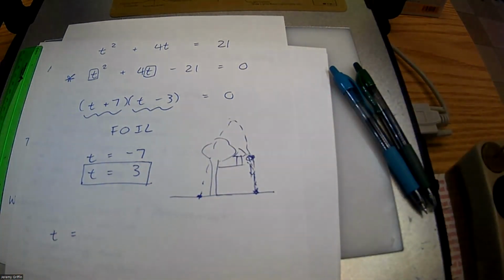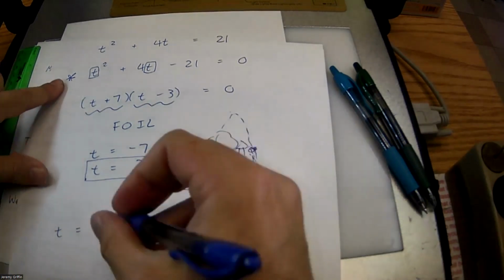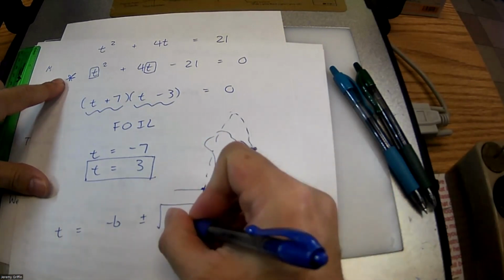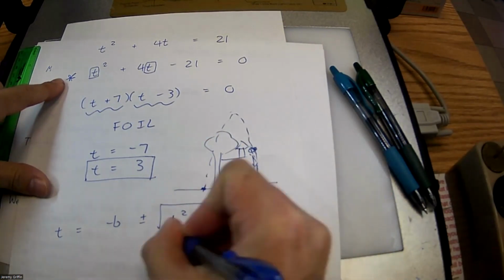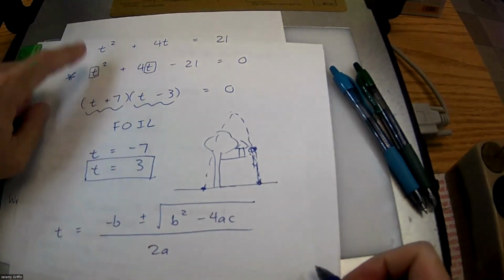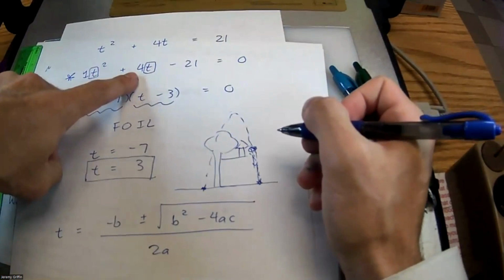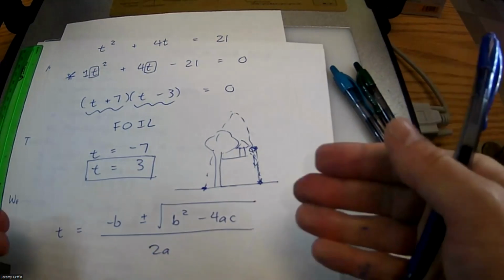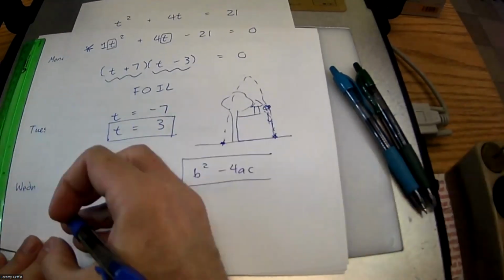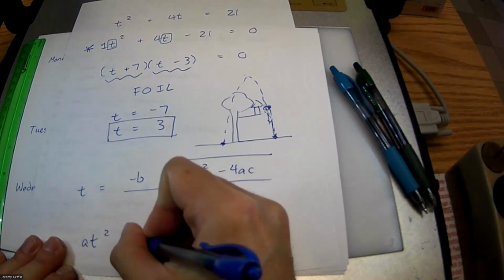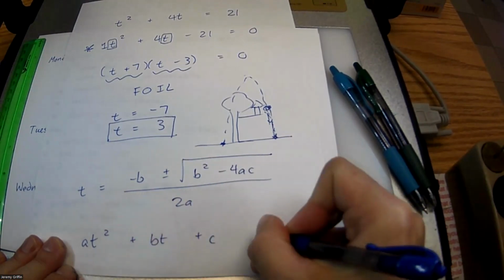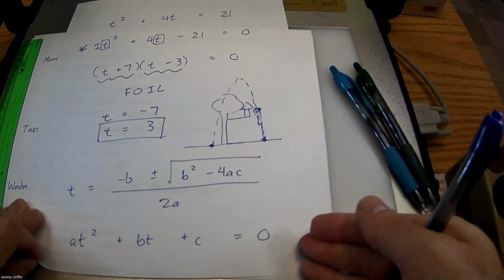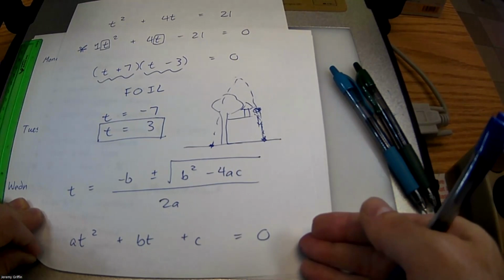Yeah, so the other way you can do this is t equals -b plus or minus the square root of b squared minus 4ac, all over 2a, where a is equal to 1, b is equal to 4, and c is equal to -21. You guys remember that quadratic formula? It's a general solution to anything that looks like a t squared plus bt plus c equal to 0, but you have to have it in the form equal to 0. Any questions so far? You guys had some good questions so far.